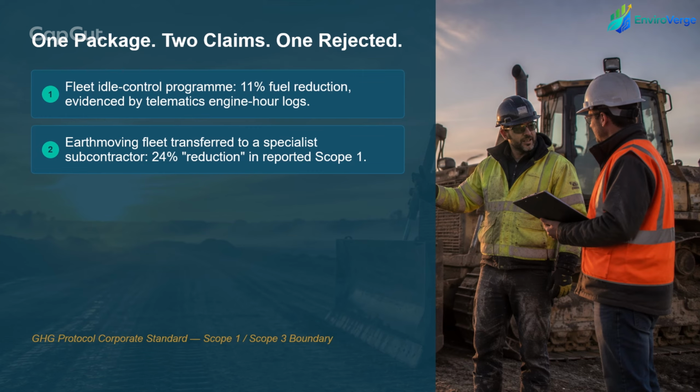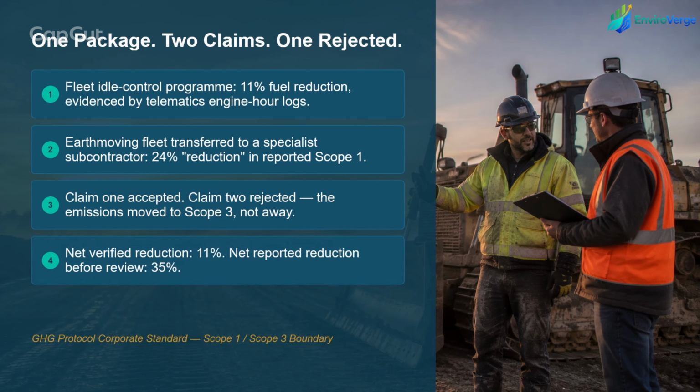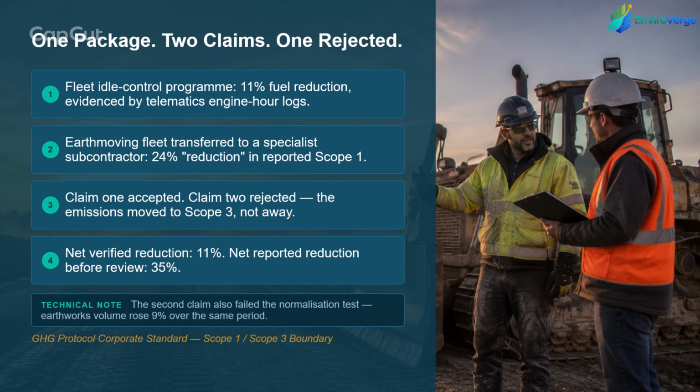Claim 1 was accepted. Claim 2 was rejected. The emissions moved to Scope 3. They did not move out of the atmosphere. Net reported reduction before review, 35%. Net verified reduction, 11. And the second claim failed the normalization test as well. Earthworks volume had risen 9% over the same period.